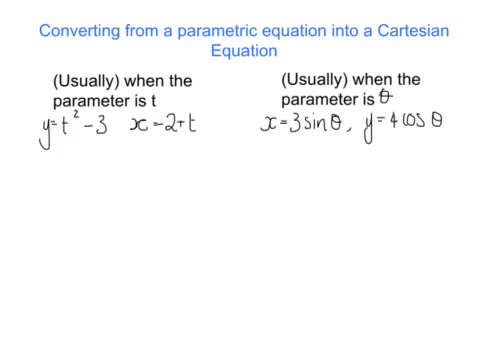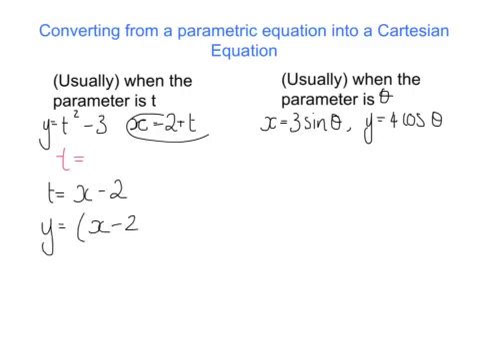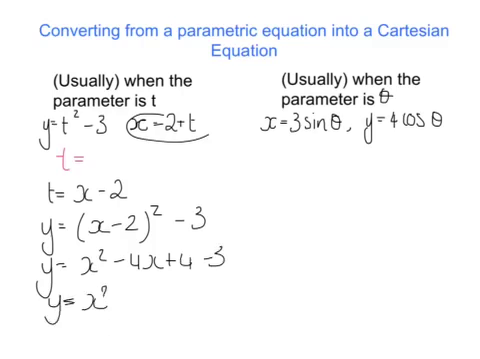So when you have a parameter of t, normally the easiest thing is to set one equation to t equals and substitute in. So for instance, in this case, we can say that on this equation here, t is equal to x minus 2. So y is equal to (x minus 2) squared minus 3, which is obviously a quadratic in the completed square form, but we can expand that out. So that's x squared minus 4x plus 4 minus 3. So y is x squared minus 4x plus 1.